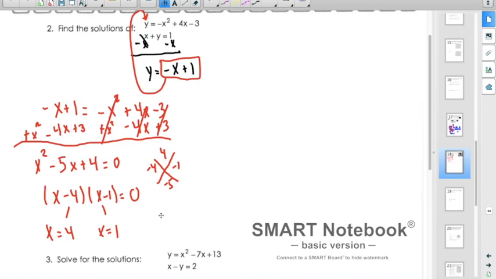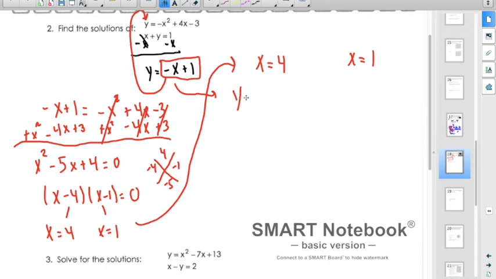I need intersection points. These are just x values, which is good that I have 2, because I do need 2 intersection points, one of which x is equal to 4, and another where x is equal to 1. So now what I'm going to do is take my linear equation, y equals negative x plus 1, and substitute in for x.